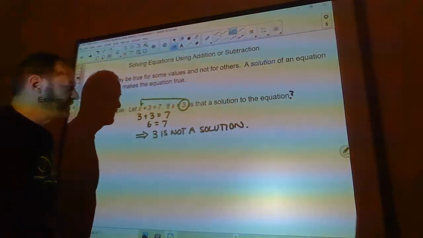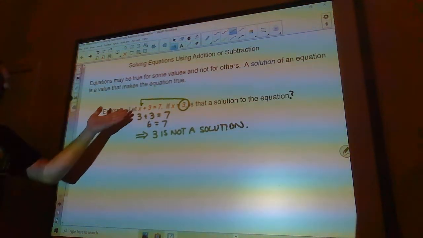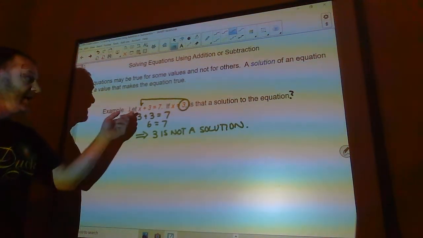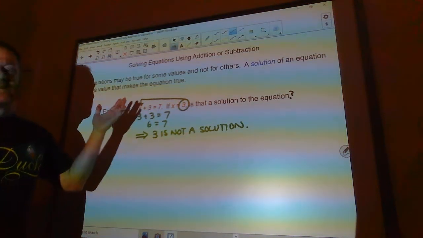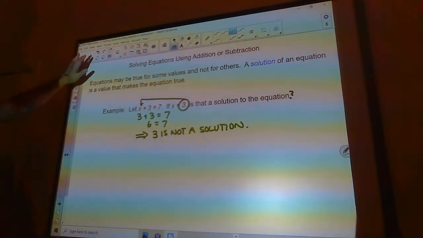Okay, so that was pretty easy. And you can probably tell looking at it, hey, that's not true, that if x plus 3 is 7, then x is 4. You can do that in your head.